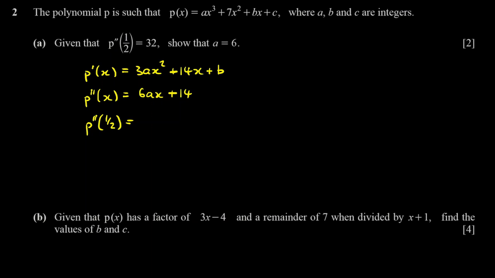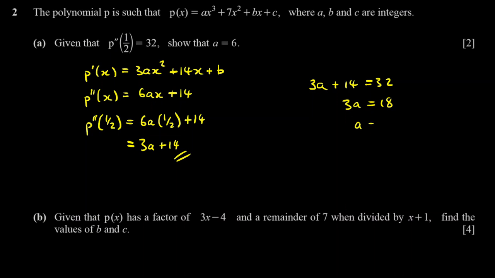So I substitute in a half. I'm going to get 6a times a half plus 14. That's going to be 3a plus 14. And therefore we're saying that 3a plus 14 must be equal to 32. So 3a will equal 18, and a will equal 6. Okay, so that's part A of this question done, hopefully quite simple.